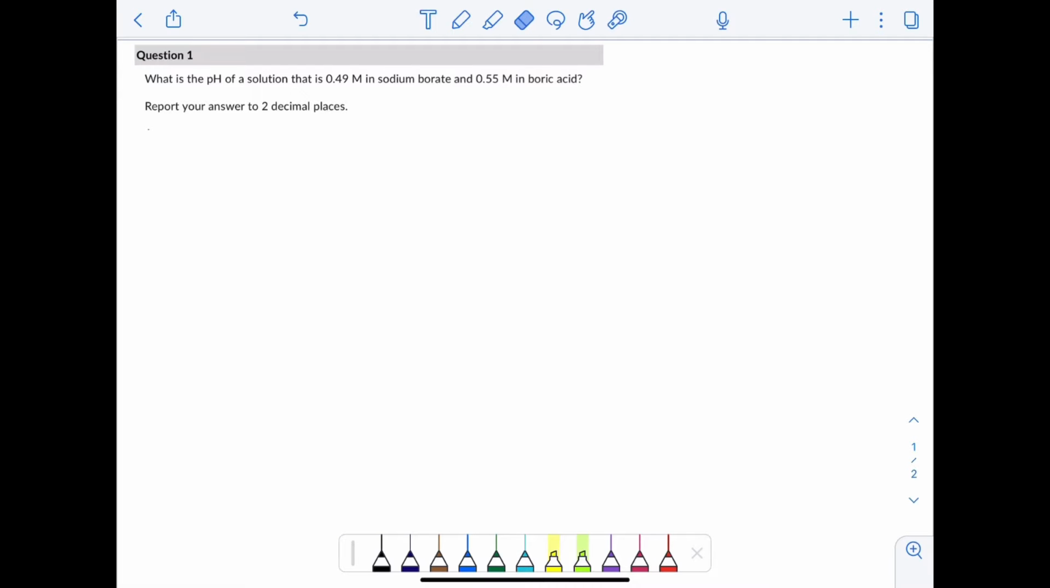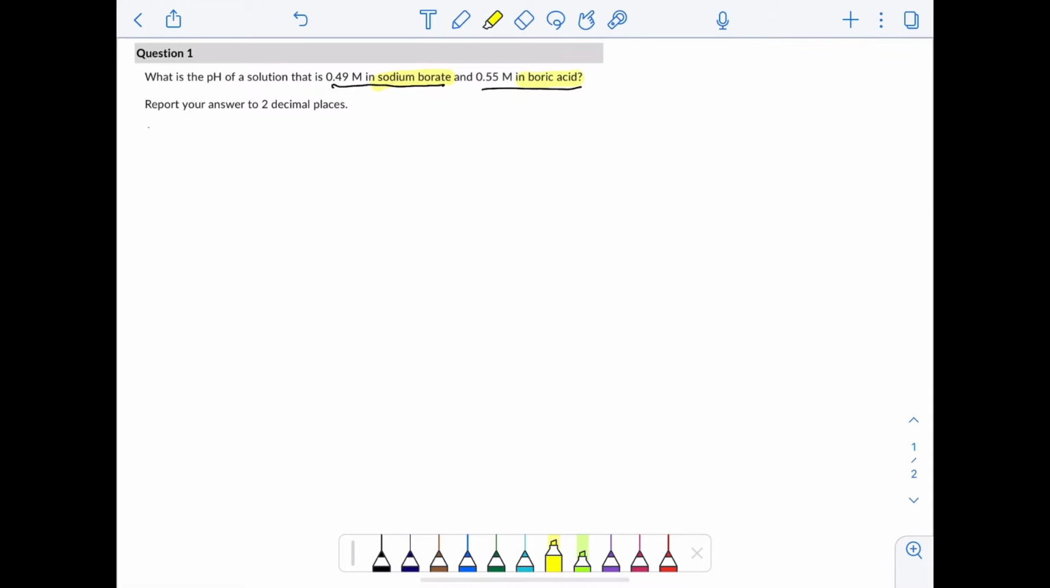All right, this is a question from Module 6. We want to know the pH of a solution that is 0.49 molarity in sodium borate and 0.55 molarity in boric acid. If you're looking at this question on the quiz for you, it may be a different number. It may not be question 1, and you may have different molarities, but you will have sodium borate and boric acid. And that's the clue, that's the key when the question is, what is the pH of?